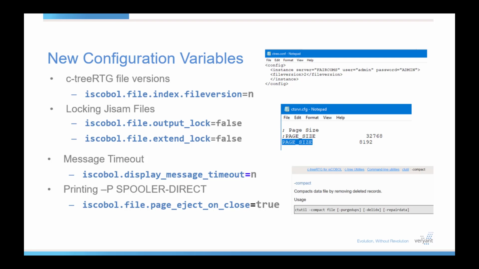For JISAM, in some rare cases, you might need to change the default behavior of adding with lock when a file is opened output or extend. You can set these two variables to false, but be aware that it might affect performance.